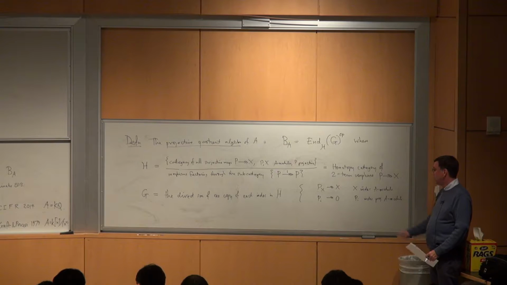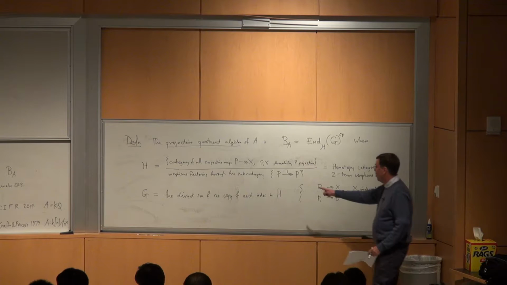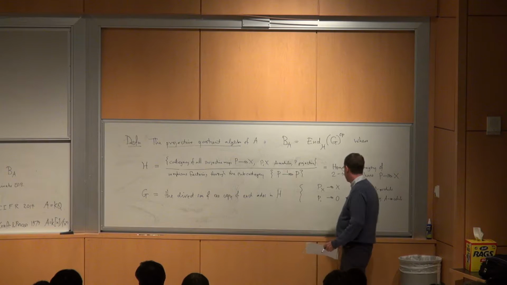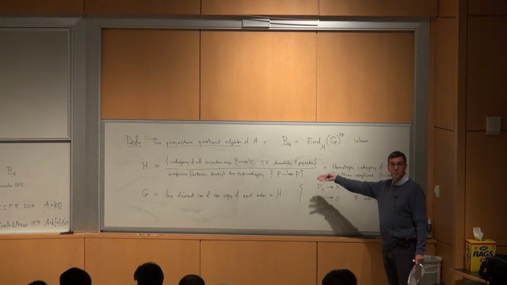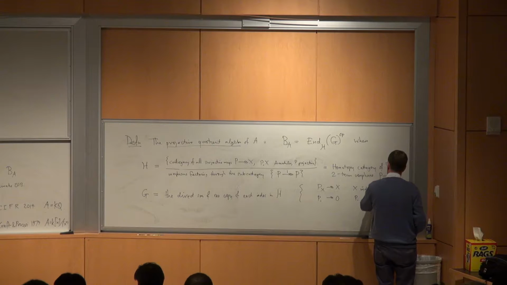But I've got one little thing wrong there. We were supposed to quotient out by all objects of this form. So we want to throw away some of these objects. We want to throw away the objects which consist of a projective A module with its projective covering. So indecomposable, non-projective.